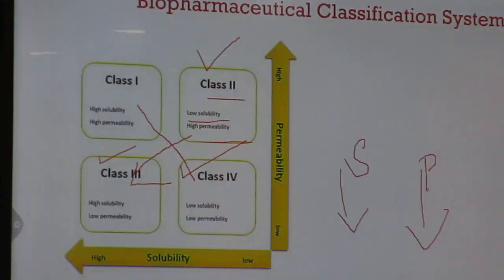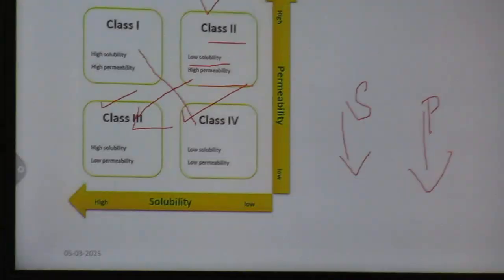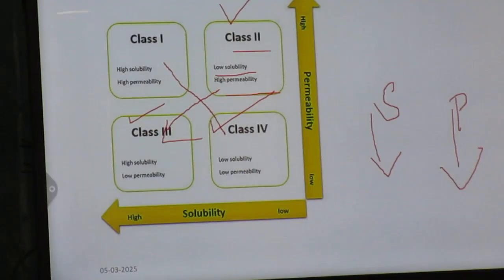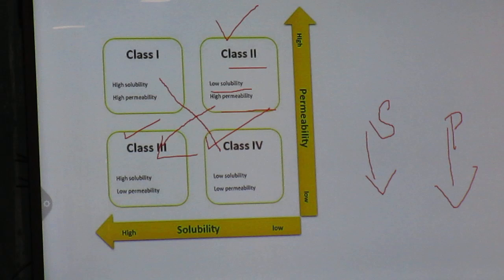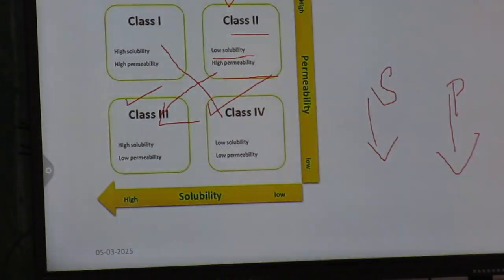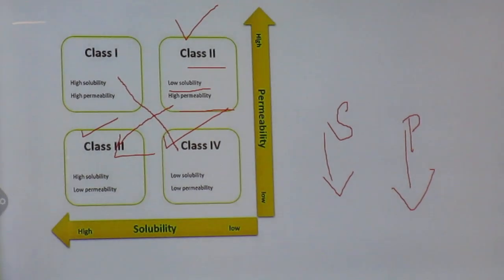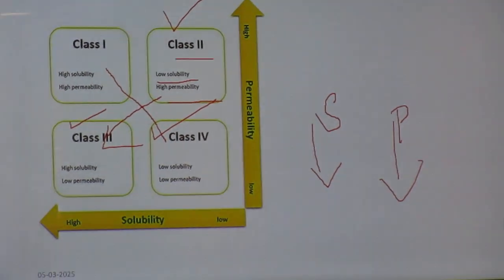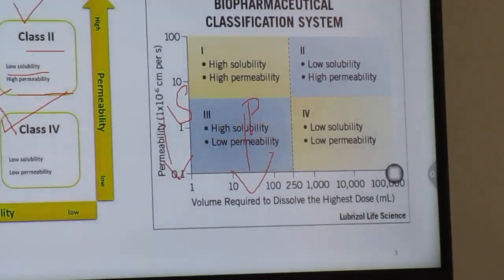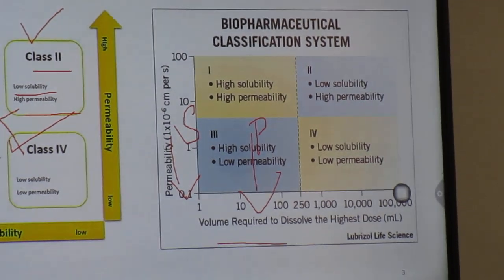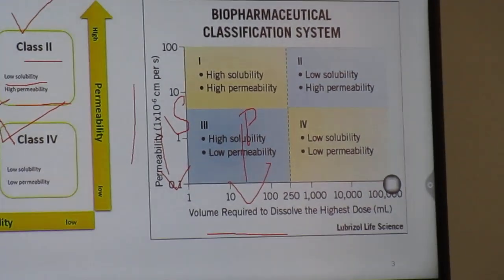Now you decide where you belong. Now you have selected your drug molecule. From that drug molecule you will come to know whether you are class 1, 2, 3 or 4. Let us look into that. Now how do I classify all these drugs into these 4 classes? This is based upon the solubility and the permeability itself.